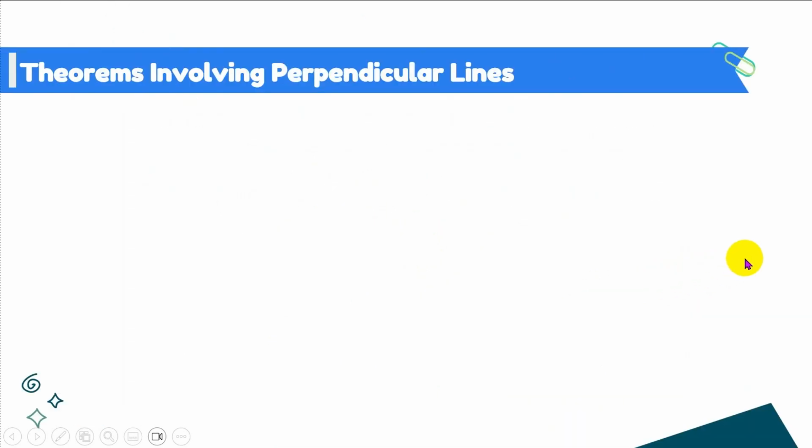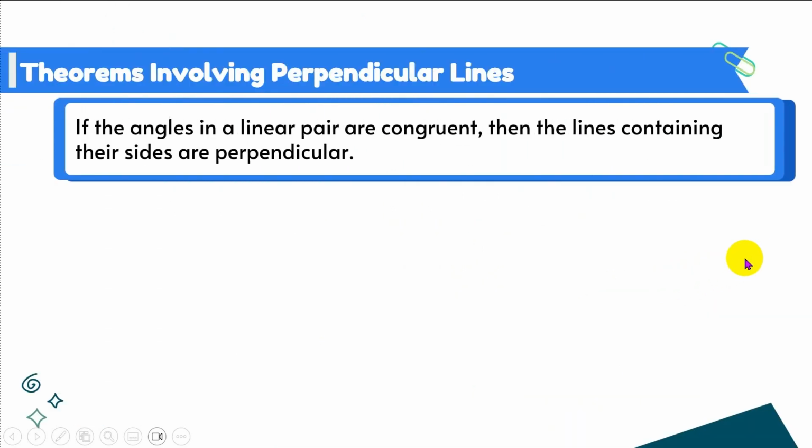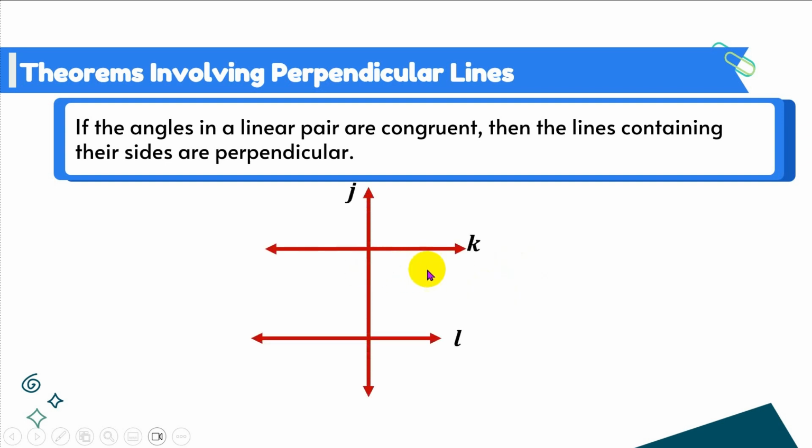Let's have the theorems involving perpendicular lines. So sabi dito, if the angles in a linear pair are congruent, then the lines containing their sides are perpendicular. So imagine if we have a linear pair, when we say a linear pair, they can form a straight line at ang isang straight line ay merong total of 180 degrees. So kung itong linear pair na to ay congruent, ibig sabihin yung 180, pag dinivide mo by 2, each pair sa linear pair ay may tag 90 degrees. So, ibig sabihin, perpendicular po sila.